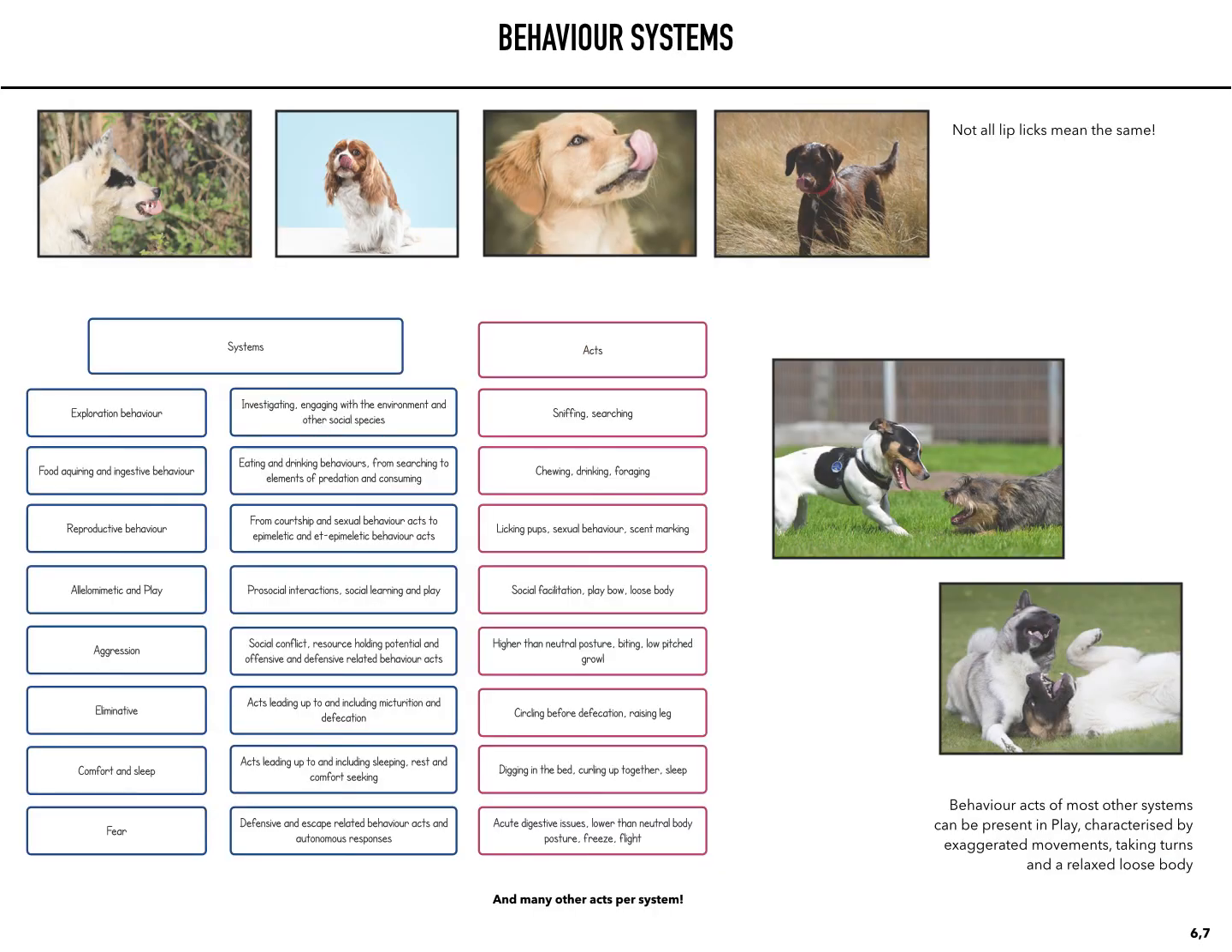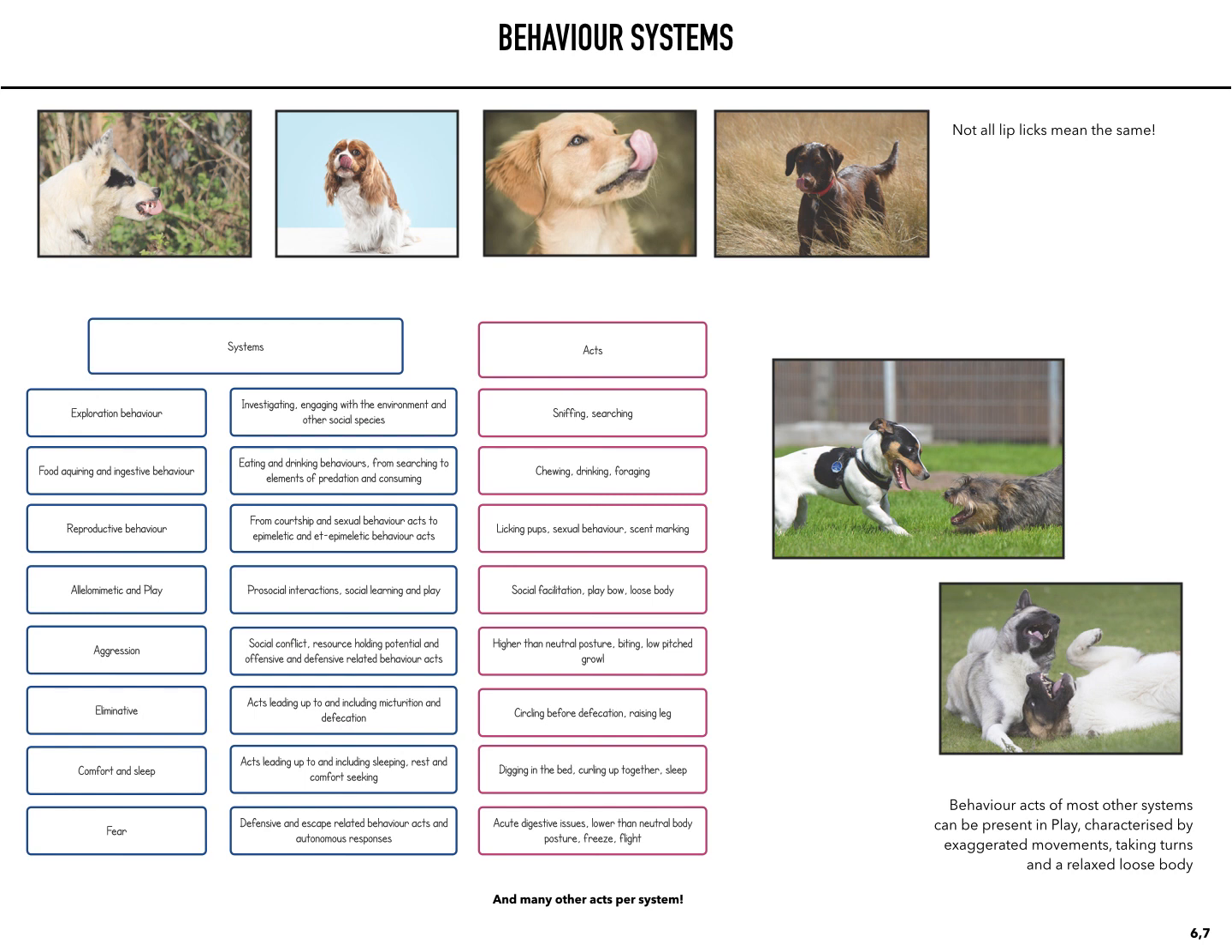Behavior systems consist of behavior acts which are grouped by functional outcome. They have a common goal. Examples of behavior systems are exploration behavior, food acquiring and ingestive behavior, reproductive behavior, allomimetic behavior and play, aggression, eliminative behavior, comfort and sleep, and fear behavior.